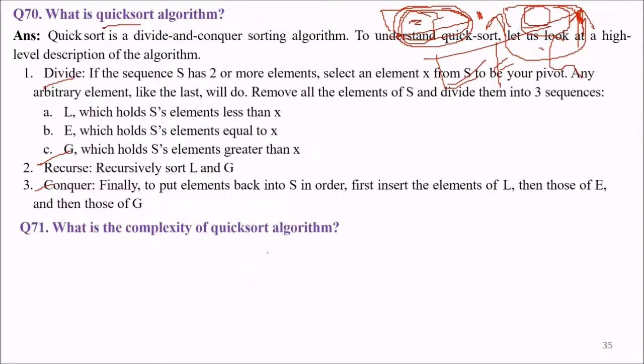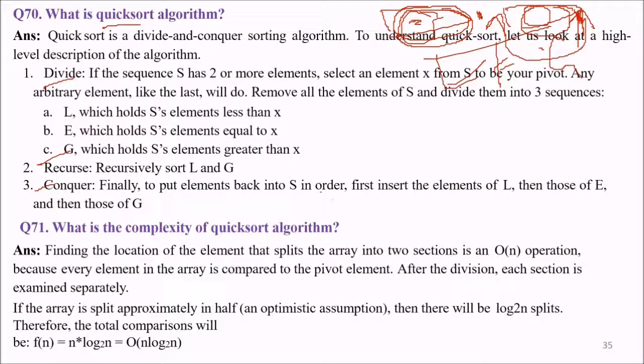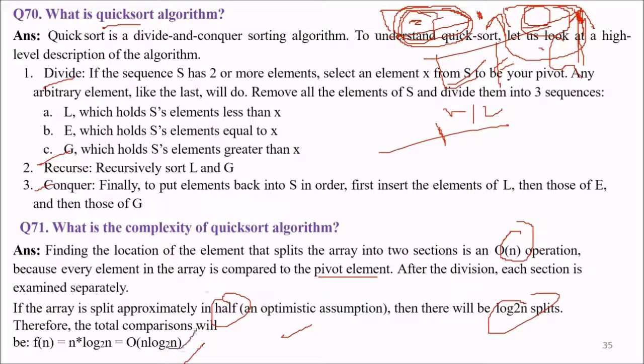What is the complexity of the quicksort algorithm? Quicksort is also partitioning. If the partitioning is exactly n by 2, the complexity will be like merge sort, order of n log n. Finding the location of the element that splits the array into sections is an order n operation, because every element in the array is compared to the pivot element. After the division, each section is examined separately. If the array is split approximately in half, which is an optimistic assumption, there will be log n splits, so the total comparisons will be order of n log n. Otherwise, if it is not half, the complexity of quicksort will be order of n square.